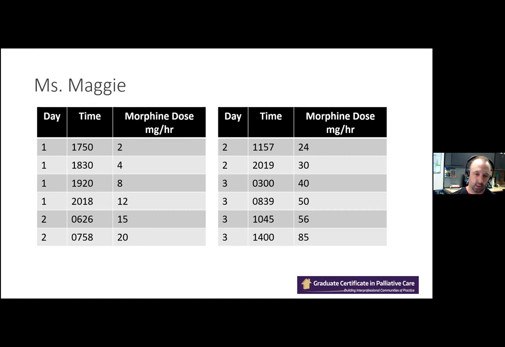So we can actually make a specific diagnosis given her presentation and what we see with this table. And that is, I want you to look especially at this. Over the course of 3 days we went from 2 milligrams of morphine per hour to 85 milligrams per hour. And rather than seeing pain get better, we see it getting worse. What Ms. Maggie has is opioid-induced hyperalgesia.